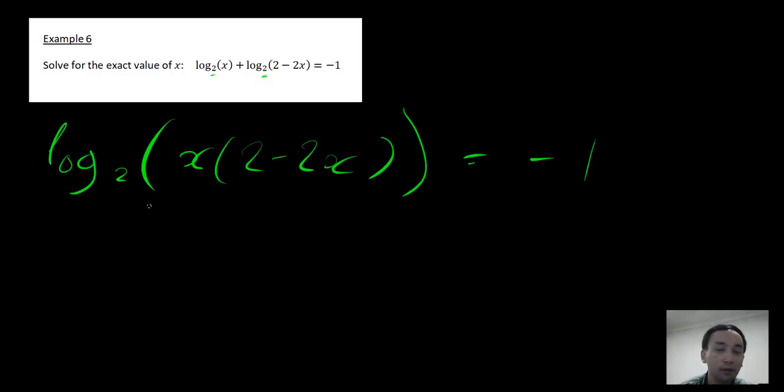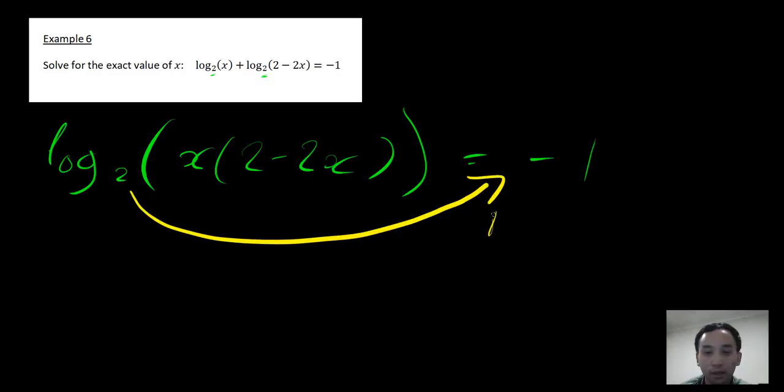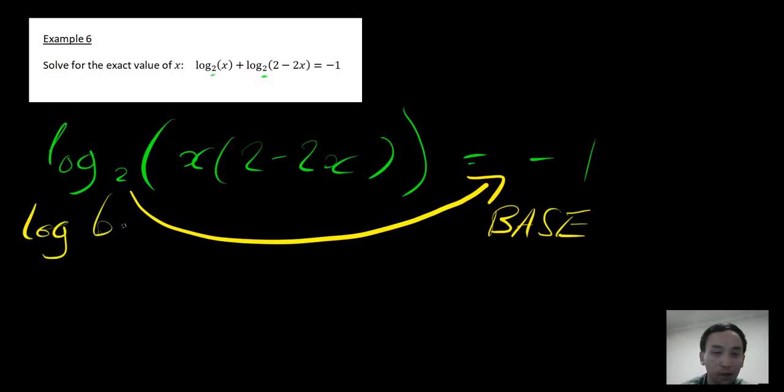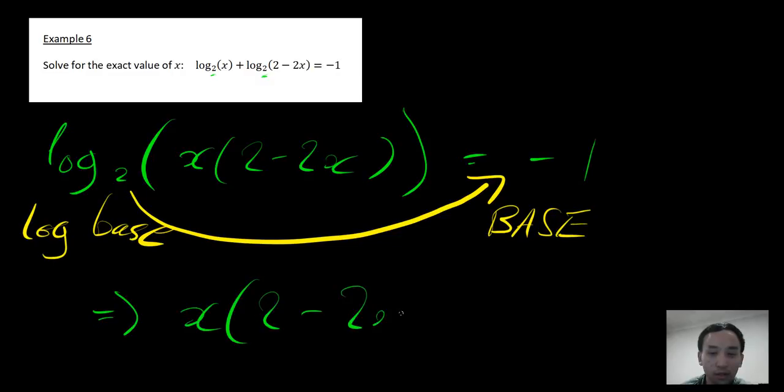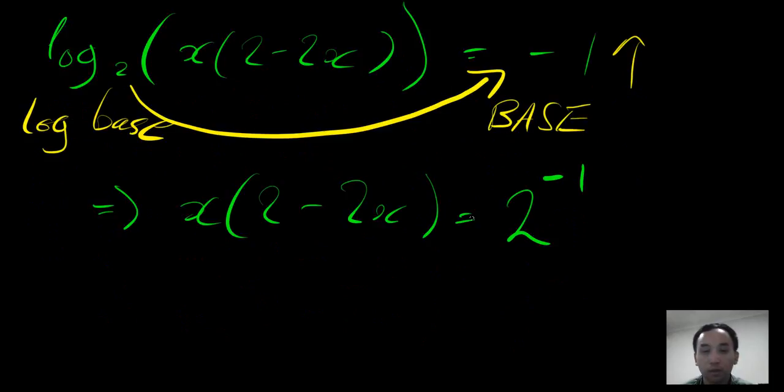Okay, so if this is what we end up with, then a couple things you can do, but what I'm going to do is I'm just going to grab this log base of 2 to the other side and make this turn into a base, because this was a log base to begin with. And if that happens, I've moved my log. That means that all I've left on the left side is going to be x(2 minus 2x), and the log base of 2 turns into base of 2, and this -1 right over here gets brought up and turns into the index of base 2.